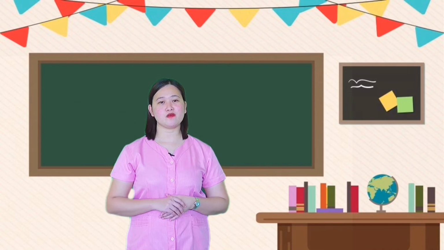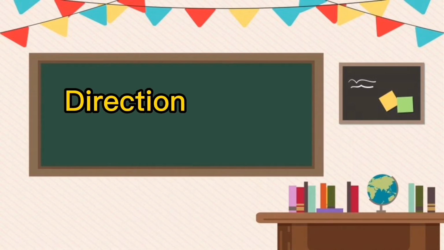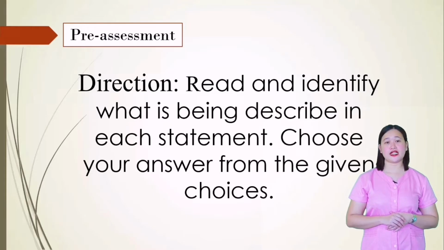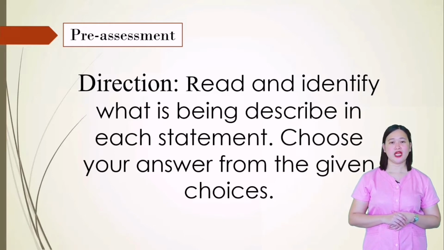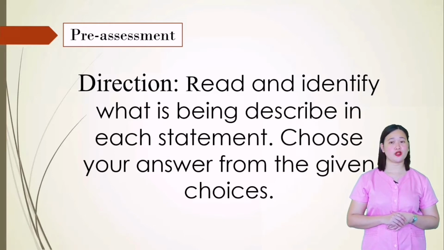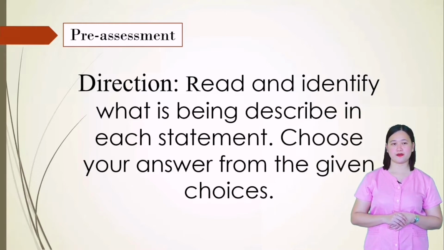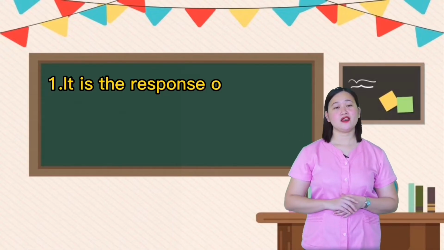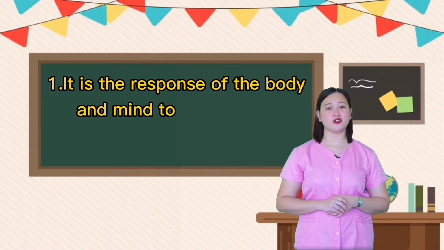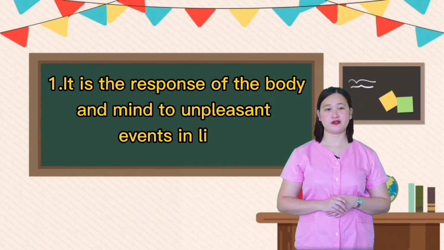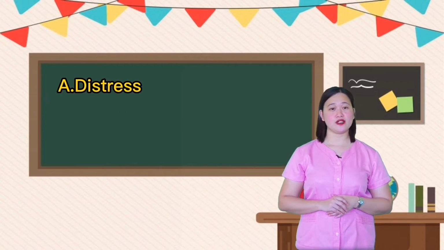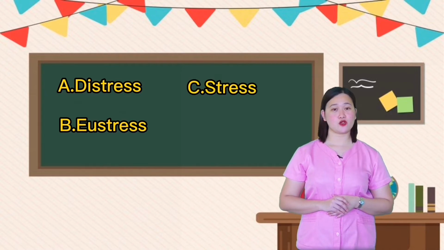For our pre-assessment, we will check your background knowledge about our lesson for today. You will read and identify what is being described in each statement. Choose your answer from the given choices. Number 1. It is the response of the body and mind to unpleasant events in life. Letter A, distress. Letter B, eustress. Letter C, stress. And letter D, trauma.